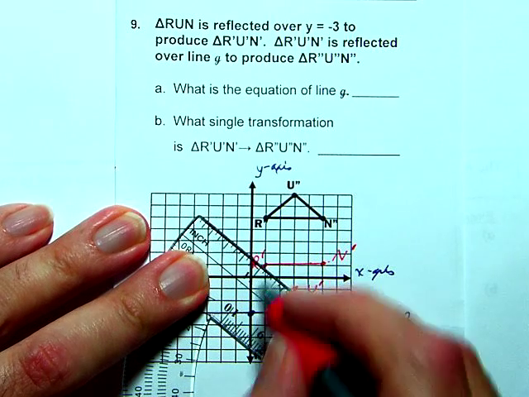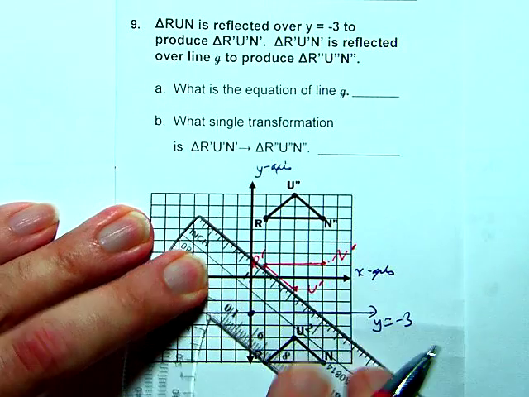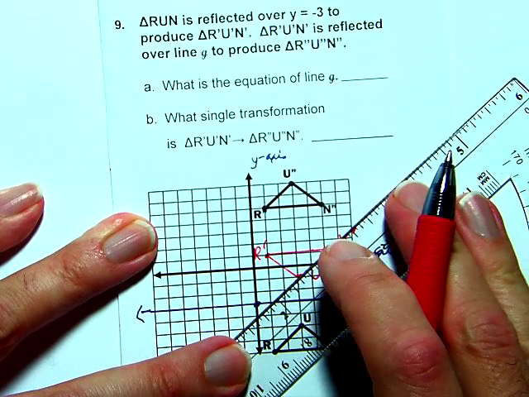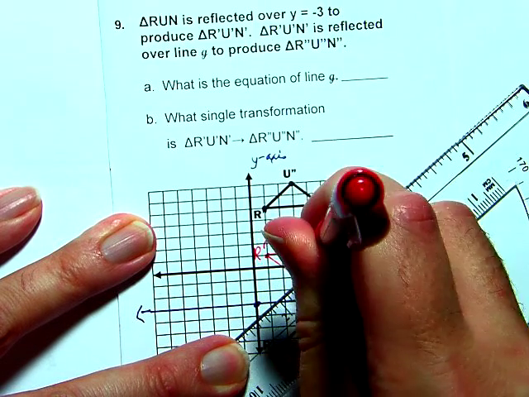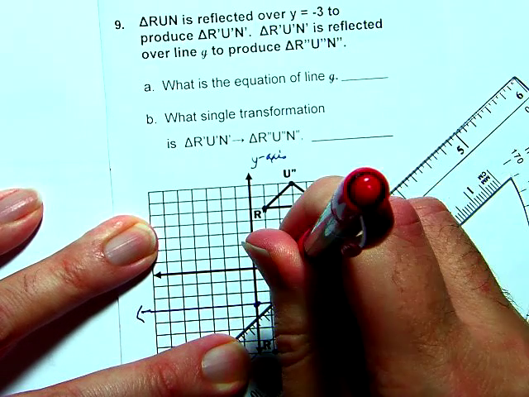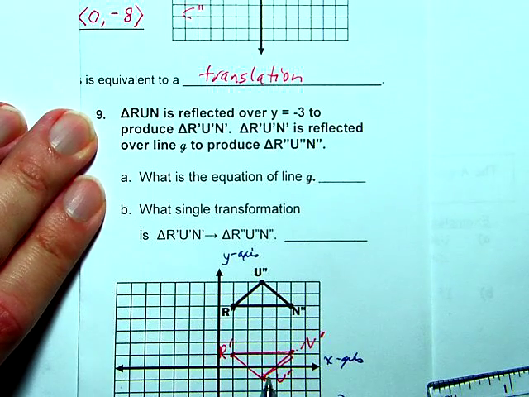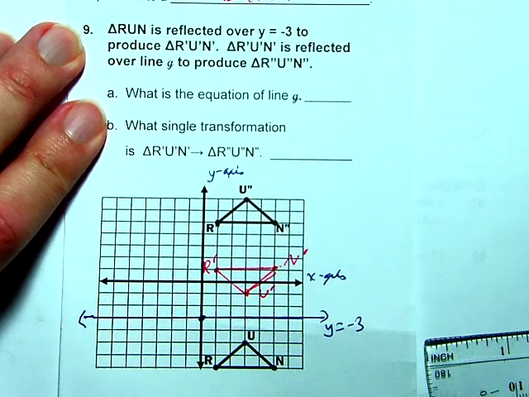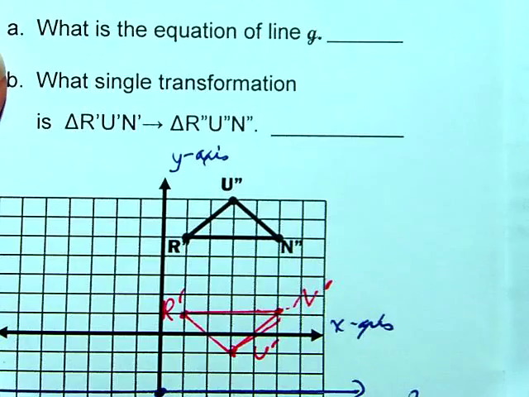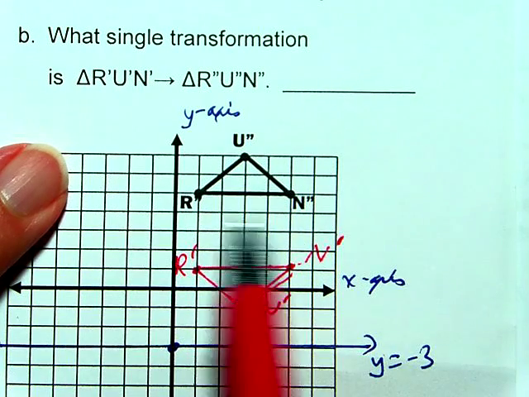Make sure you join the sides of the triangle to complete it, like I am doing. Sorry about that. Okay, good. So now we're going to take R prime, U prime, N prime, and we have to find the line to reflect it to give us this triangle.